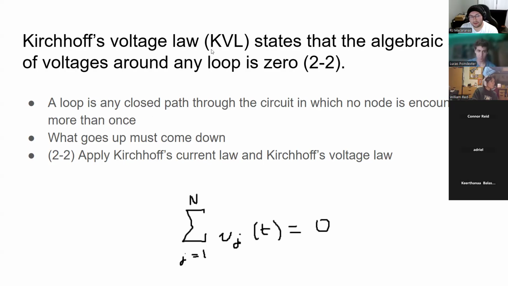So in order to really analyze Kirchhoff's voltage law, we need to define what a loop is. A loop is just any closed path through the circuit, right? You should be able to trace your finger around in a loop without any breaks. Just go from one node back to itself, and that constitutes a loop.